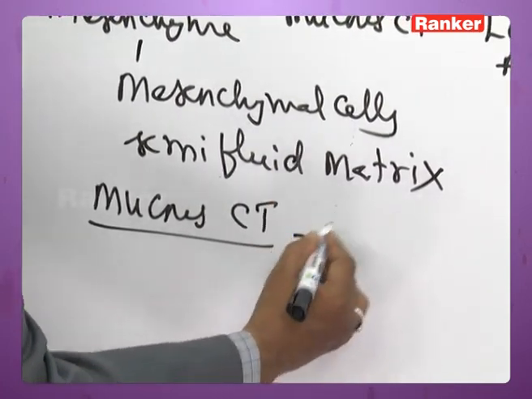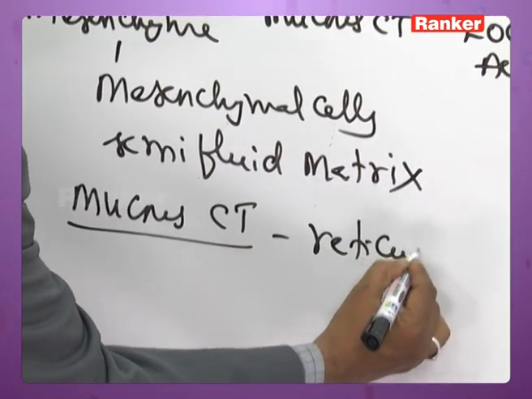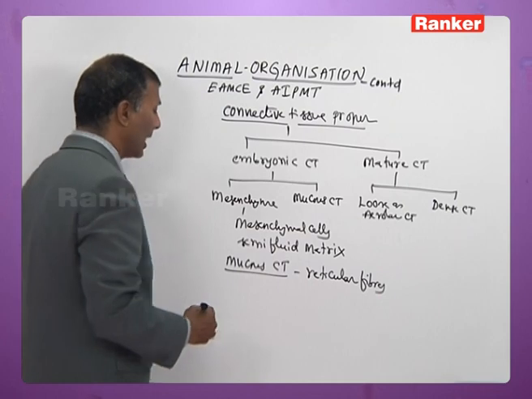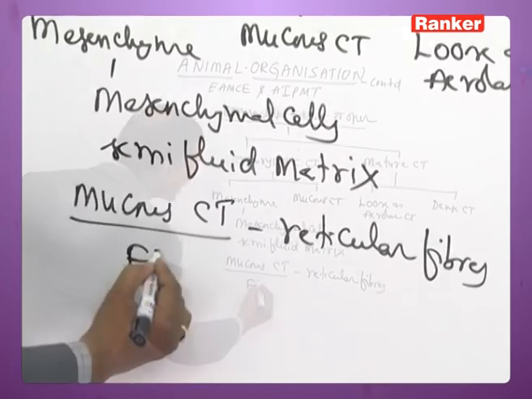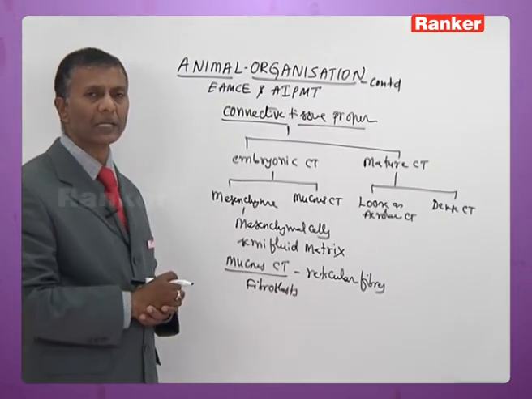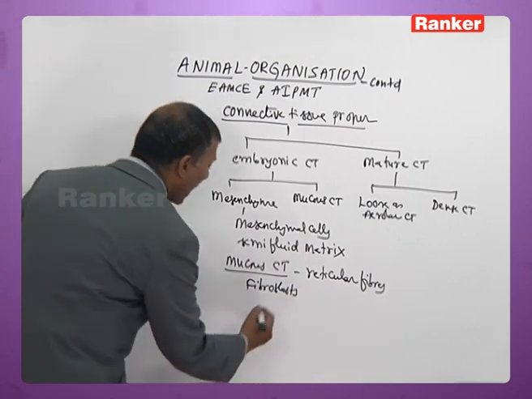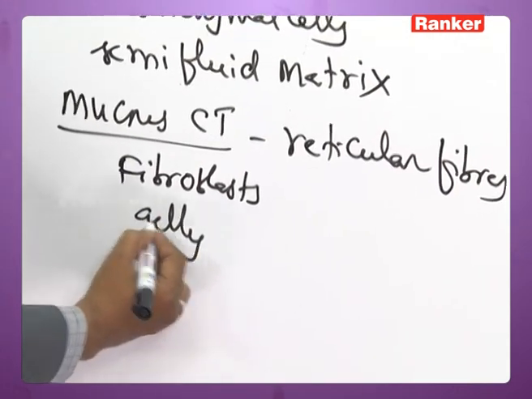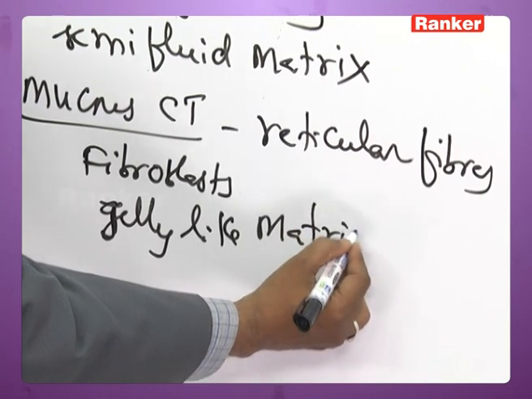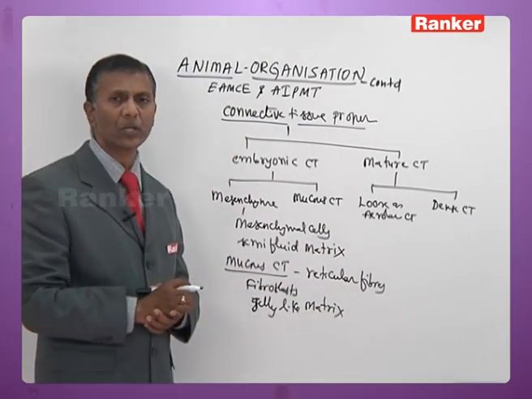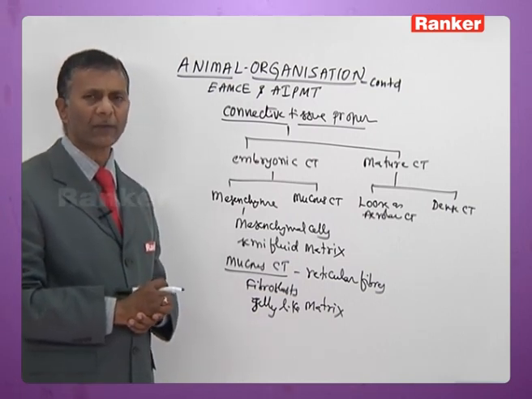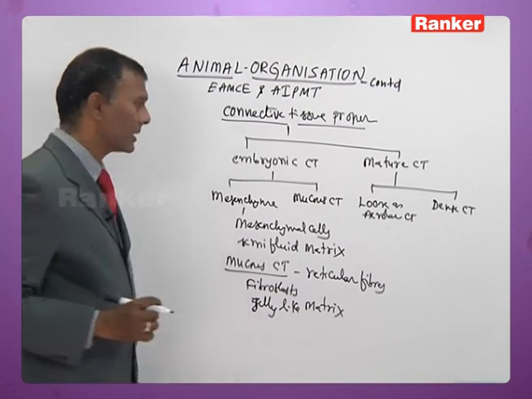Then the mucous connective tissue has got reticular fibers and branched fibroblasts. Apart from this, a jelly-like matrix is present here in the mucous connective tissue. It has got reticular fibers, highly modified branched fibroblasts, and a jelly-like matrix.